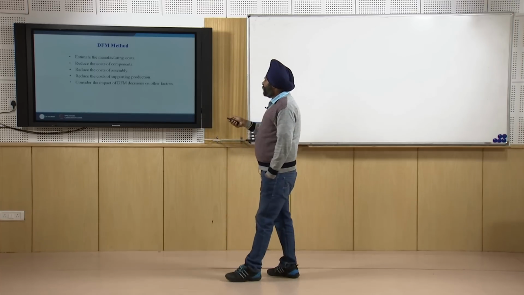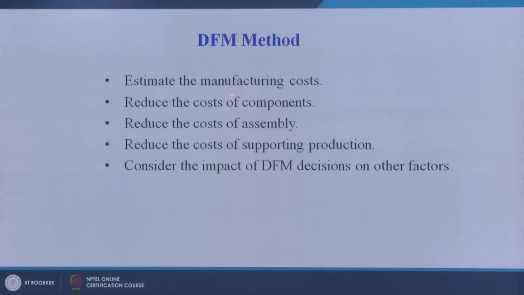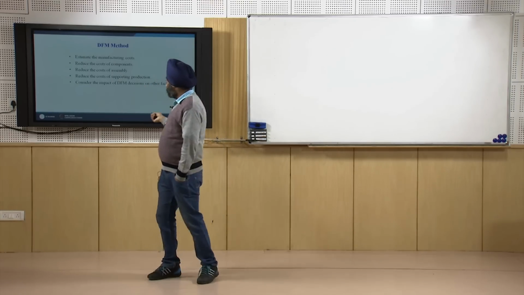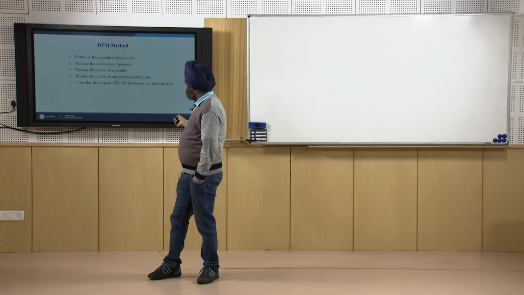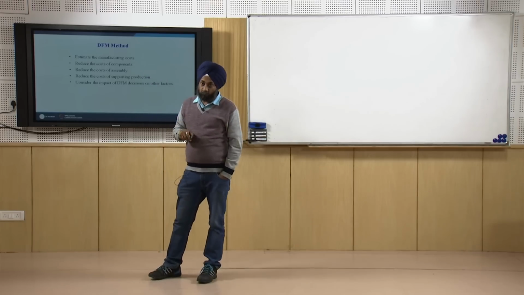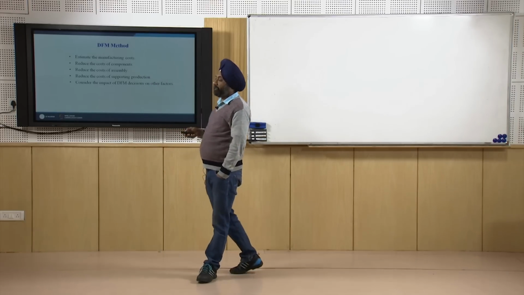Now for the DFM method, just a brief summary: estimate the manufacturing cost, reduce the costs of the component without compromising the performance, reduce the costs of assembly without compromising the reliability, durability, reduce the costs of the supporting production, whatever we are saying indirect costs, and consider the impact of DFM decisions on the other factors as well. So that we have to see here, maybe the time is not coming into picture, so the other factors can be the time, that if the product design is leading to less time for manufacture, that can be the other factor which can be taken into account.